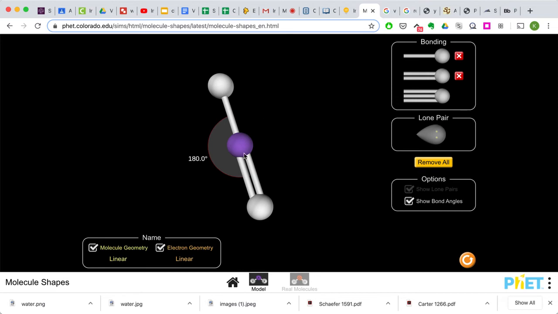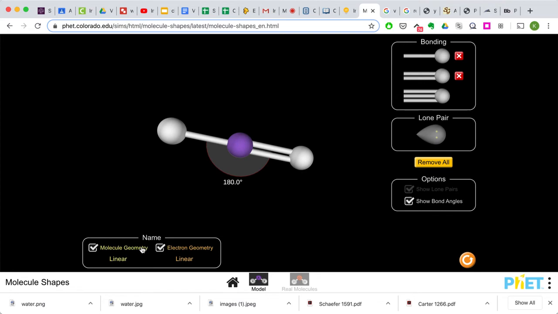Electron pair geometry is the total number of repelling units, bonded and non-bonded. When there are 0 non-bonded electrons around this central atom, like there are in our case right here, the molecular geometry and the electron pair geometry are the same. Notice they both say linear. The electron pair geometry is the total number of repelling units around the central atom, bonded and non-bonded, and the molecular geometry is just the bonded. When there are no lone pairs, they are the same. Notice you get a linear molecule.